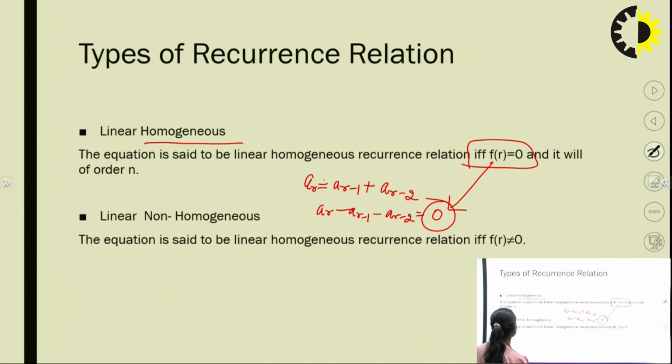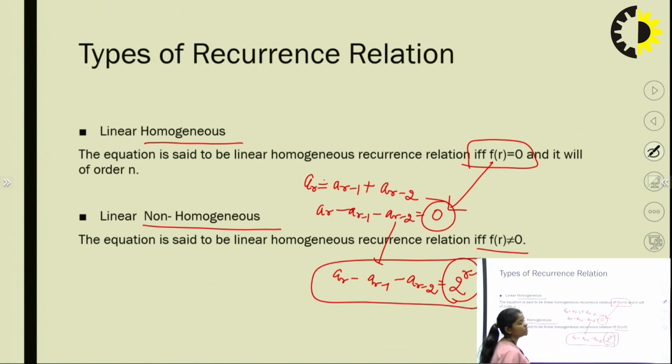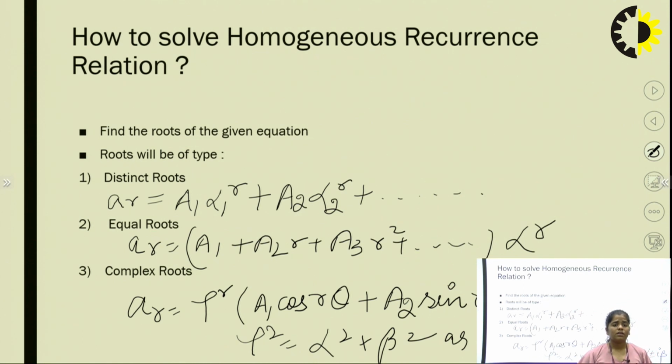Now come to the next topic, the non-homogeneous relation. When f(r) is not equal to 0, meaning if I get something like a_(r-1) minus a_(r-2) equal to some value which depends on r and is not equal to 0, then this type of relation is a non-homogeneous relation. There are two types of relation here. So the important thing is how to solve the homogeneous recurrence relation and the non-homogeneous recurrence relation.